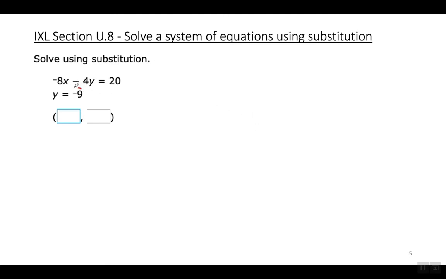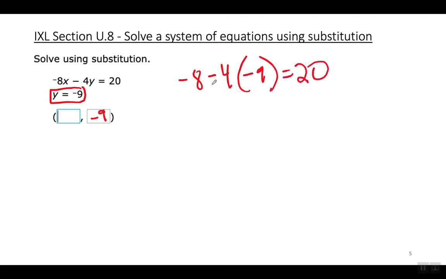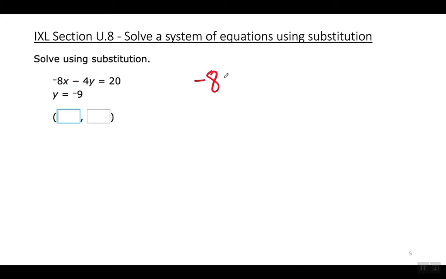So again, this one already has one of the variables isolated, y equals negative 9, so that's part of my answer. And I'm going to plug that in for y and solve for x. Actually, let me just write that better because that came out ugly. Negative 8x minus 4 times negative 9 equals 20. And negative 9 is one of my answers.